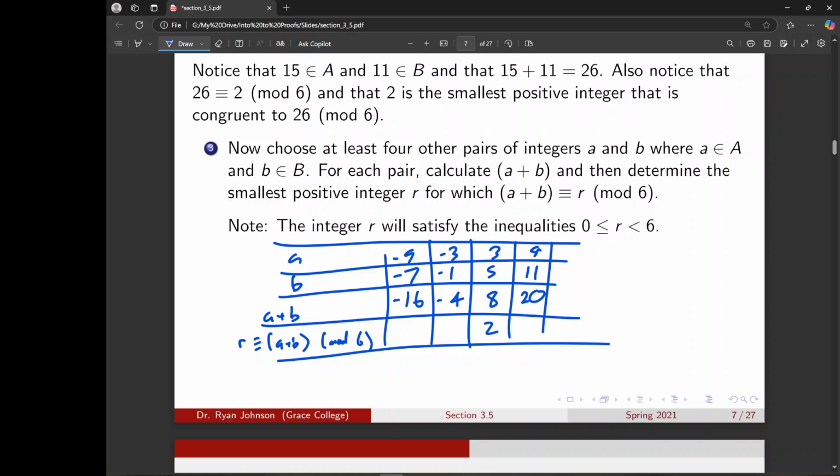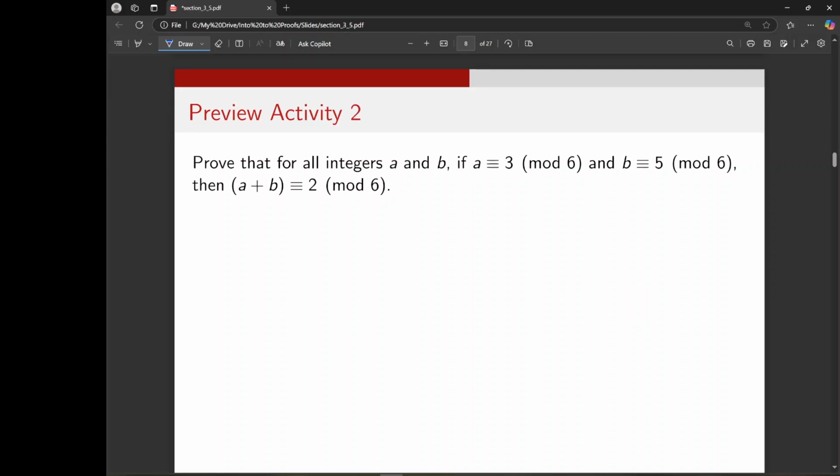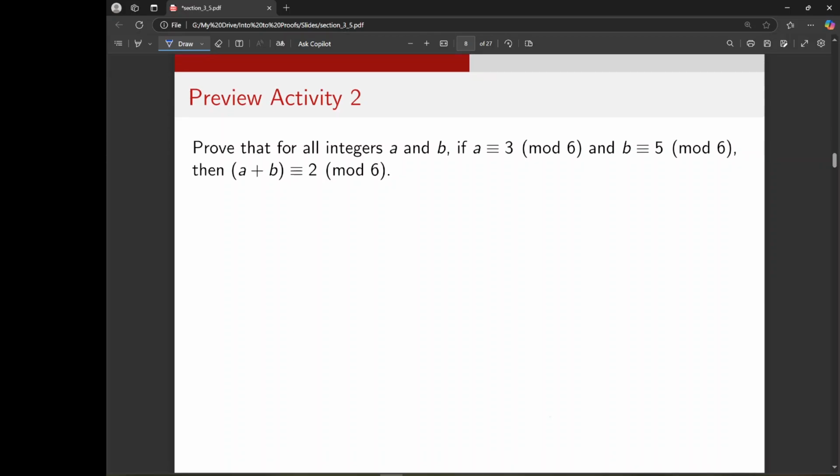And then -4 is also going to be, the remainder is +2, because you can write -4 equals 6 times -1 plus 2. And then similarly, -16 is 2 away from -18, so +2 there. 20 is also 2 away from 18, so +2 there. These are all 2 larger than a multiple of 6. So look at that, and then prove that for all integers a and b, if a is congruent to 3 mod 6 and b is congruent to 5 mod 6, then a plus b is congruent to 2 mod 6.